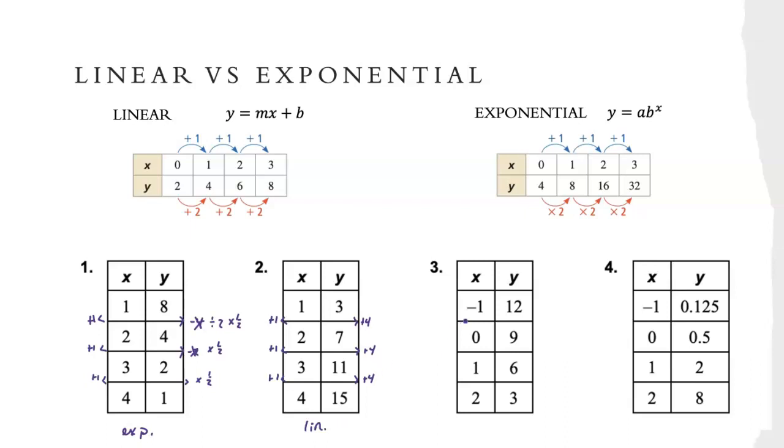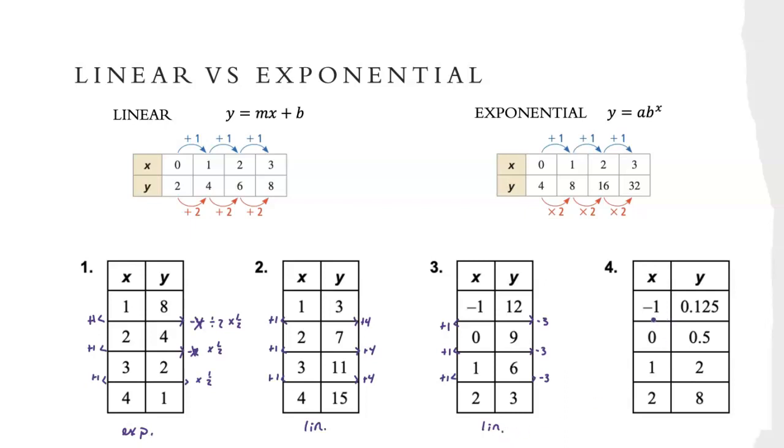What about number 3? I have -1, 0, 1, 2. Well, I'm adding 1 each time, so I do have a constant here. And then I'm going to look here. How do I get from 12 to 9? Well, I could subtract 3. 9 to 6, subtract 3. 6 to 3, subtract 3. So each time I'm subtracting 3 or adding -3. And since I'm adding, which is what I would be doing for a linear, I say, you know what? This is a linear function.